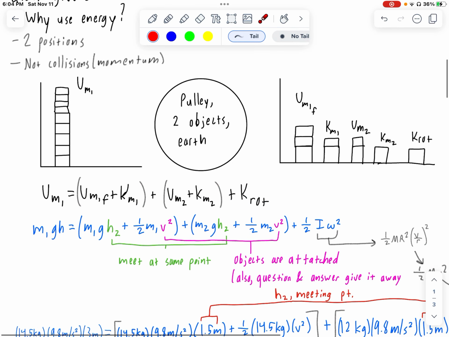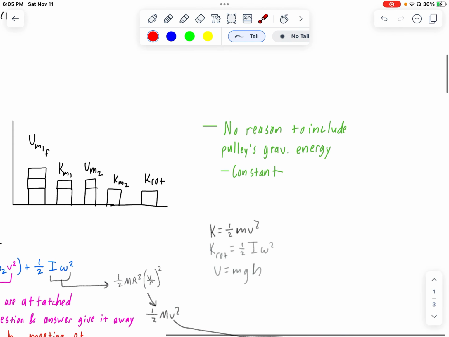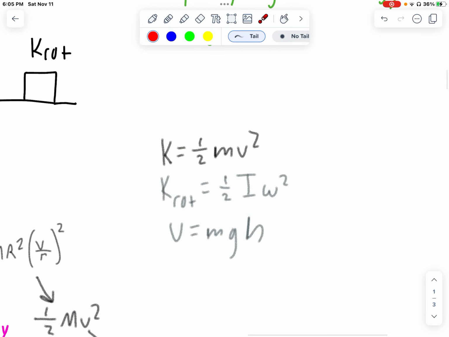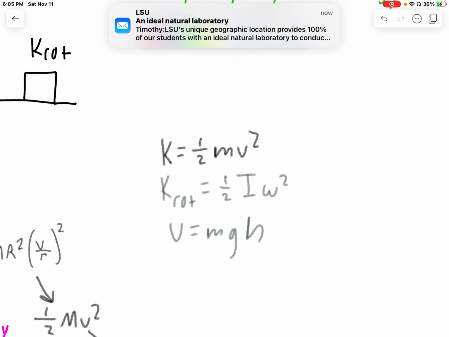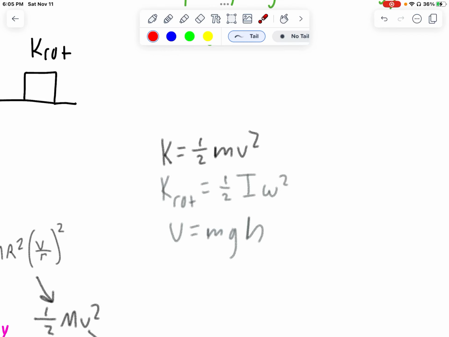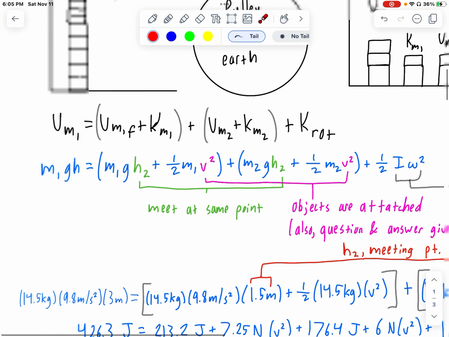Okay, so now we can make an equation of that. Gravitational energy of mass 1 is the initial, and then final is mass 1 gravitational plus kinetic, mass 2 gravitational plus kinetic, and then the rotational energy. So we're going to go ahead and sub in these formulas. We know K equals 1/2 mv squared, K rotational equals 1/2 moment of inertia times angular velocity squared, and then gravitational energy is mgh. Go ahead and put that in.